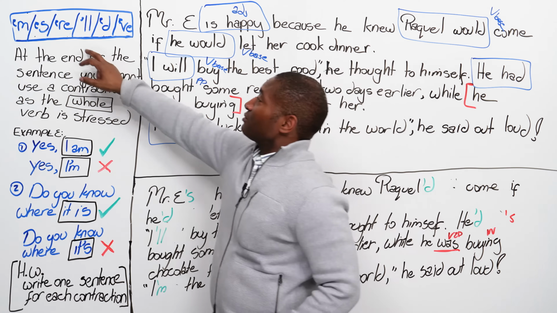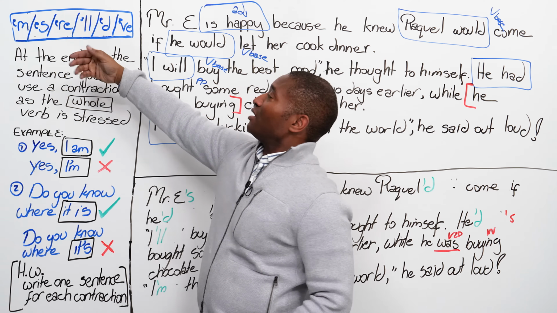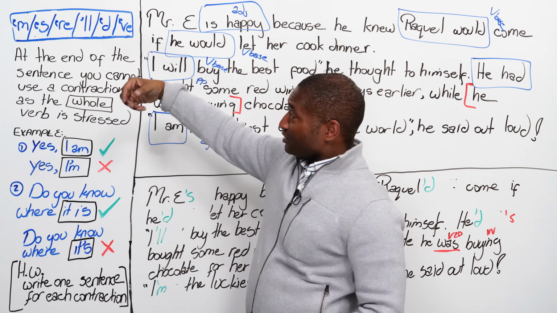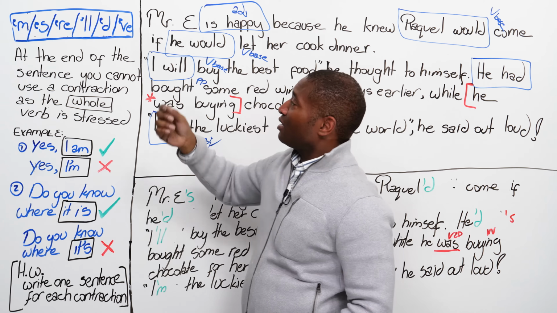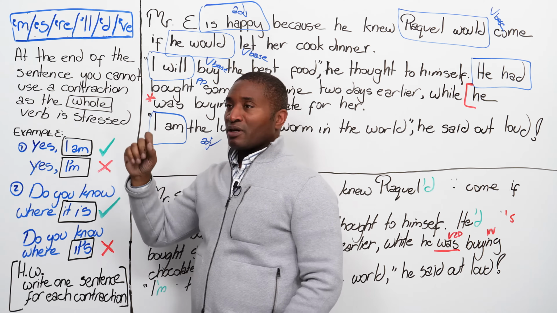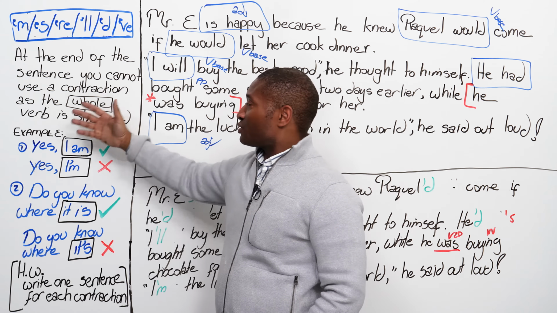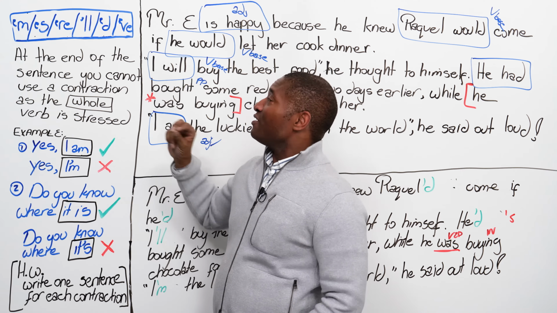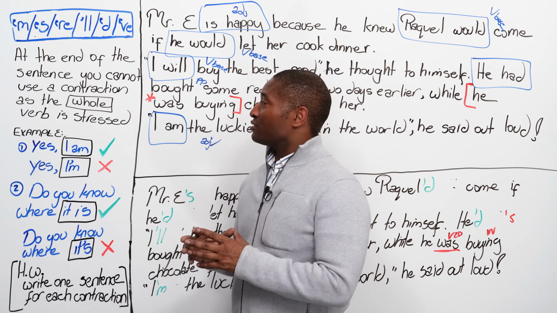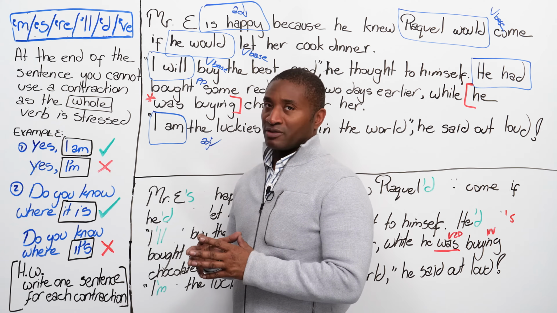You look here. Now these are all the ones we'd worked on, the apostrophe S, apostrophe M, R, E, L, and D, and VE. I need you to understand one thing that I didn't bring up, but I wanted to make sure we had time to do it properly by itself. At the end of the sentence, you cannot use a contraction as the whole verb is stressed.